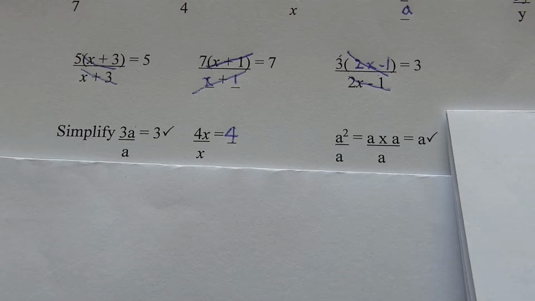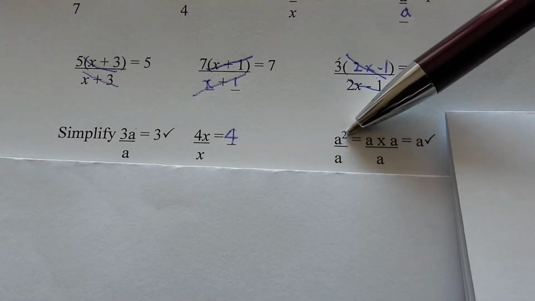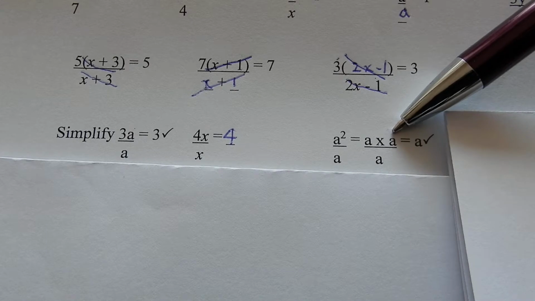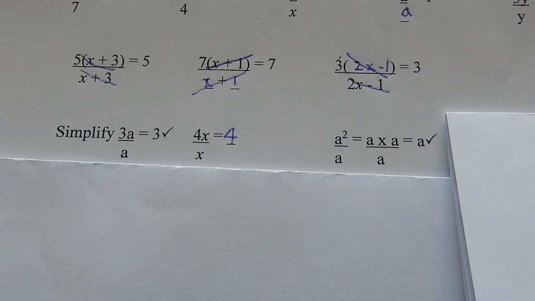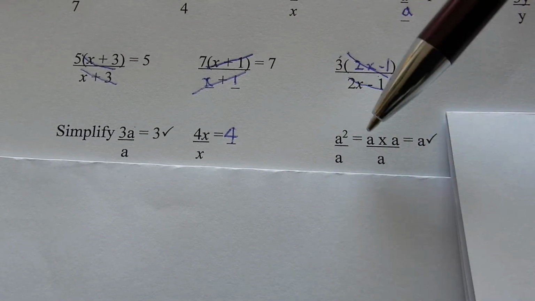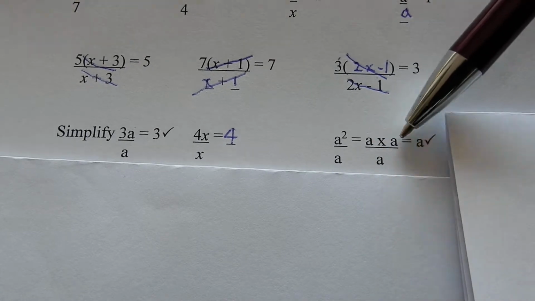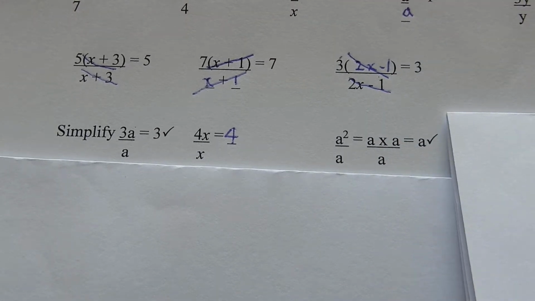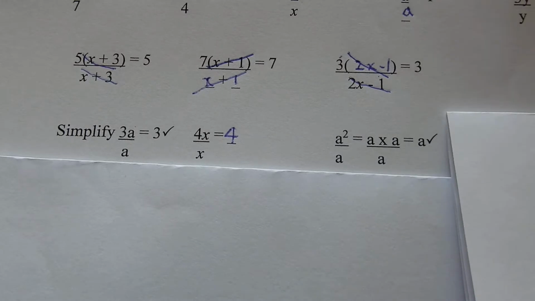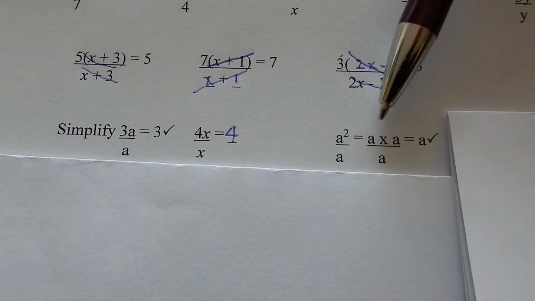One stage more difficult. A squared is a times a. Any number squared is times itself. And now we've got a times a divided by a. So a could be 5. It works for any number, but 5 is one of my favourites.